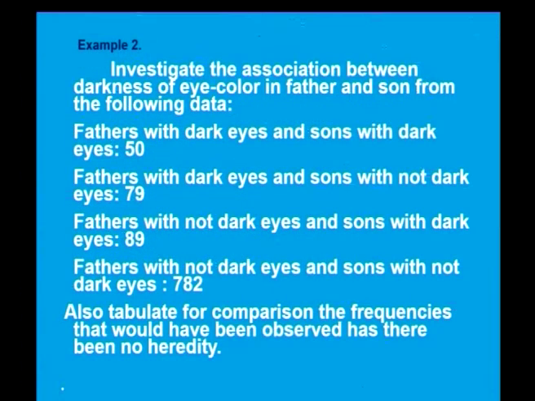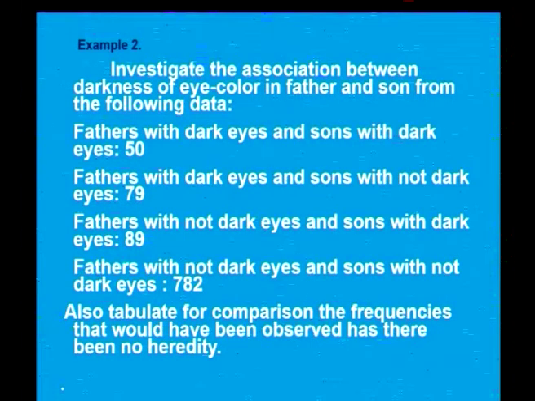The next question is regarding the association of two attributes. The attributes are not directly given as A and B, you are described about the attributes, you have to decide what is A and what is B. According to the information given in the question, convert this into alphabets and then use the values given in the question. First investigate the association using the delta value. Also tabulate the comparison of frequencies that would have been observed if there were no heredity.